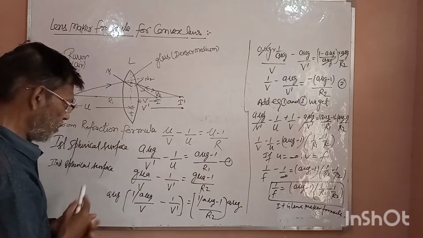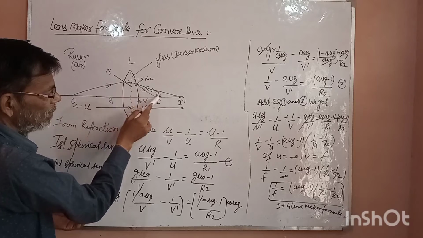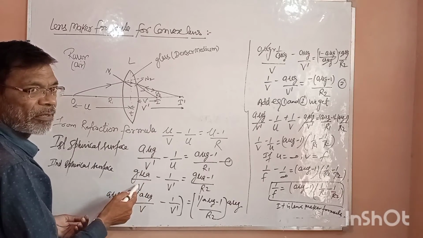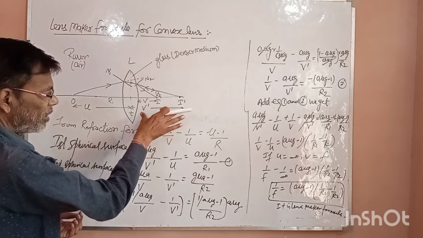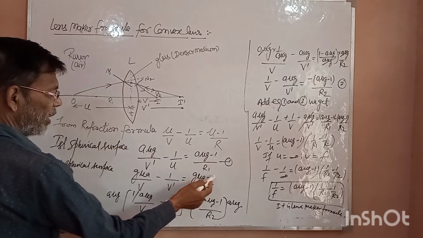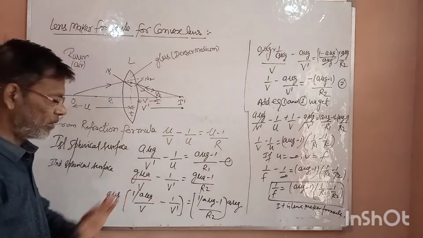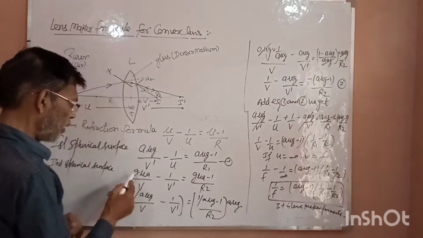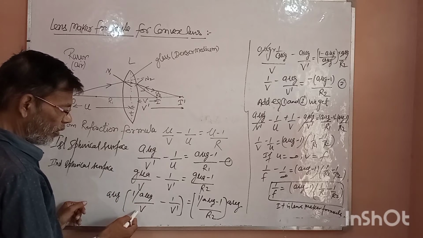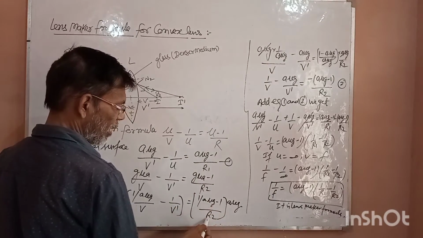And for the second spherical surface, light rays go from glass to air. What is the image distance B, and what is the object distance? That is the distance for the virtual object B dash. G mu A minus 1 over the radius of the second spherical surface. We know that G mu A is equal to 1 upon A mu G, so A mu G upon B and 1 upon B dash, 1 upon A mu G minus 1 upon R2.